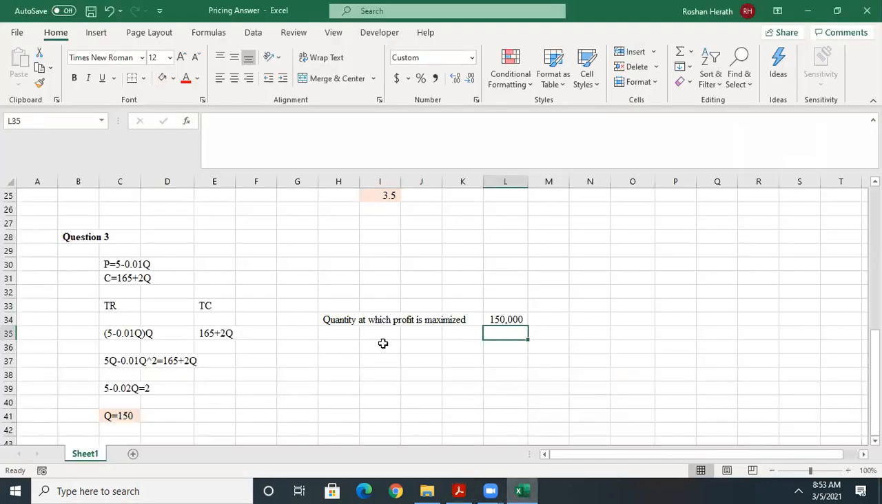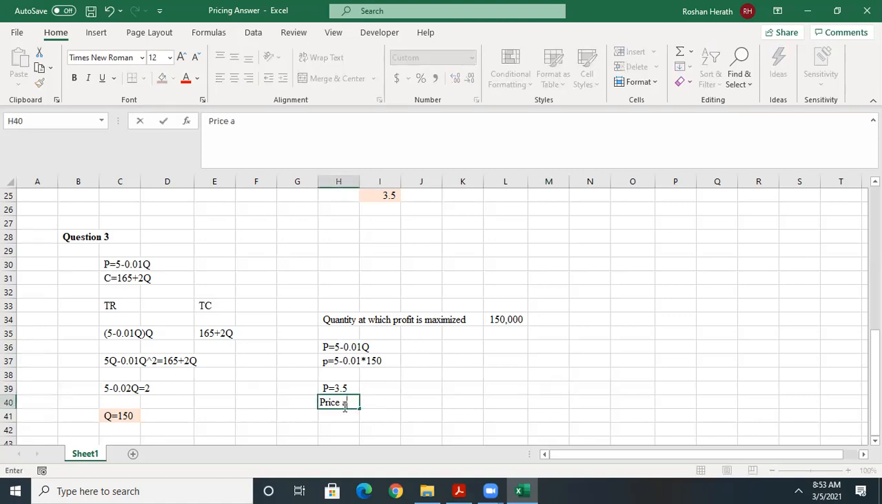Unit selling price, that's what it asks. Therefore, you have the P function, P equals 5 minus 0.01Q. If we apply that, P equals 5 minus 0.01 multiplied by 150. Accordingly, the price comes as 3.5, exactly similar to the previous one. So the price at which the profit is maximized is rupees 3.5. Okay, that's the next requirement.